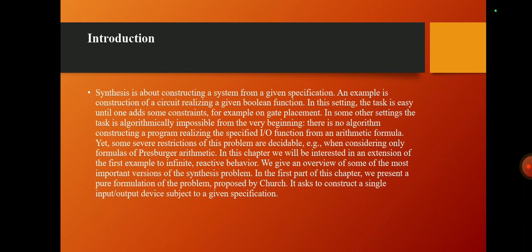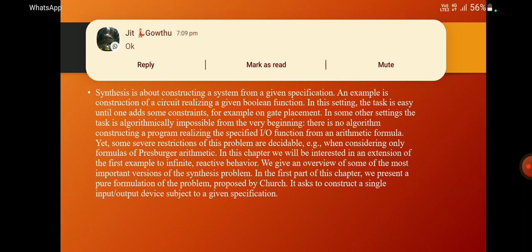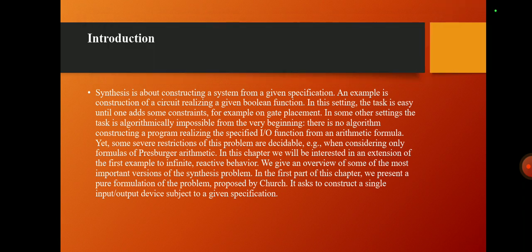So we give an overview of some of the most important versions of the synthesis problem. In the first part of this chapter, we present a pure formulation of the problem proposed by Church. It has to construct a single input/output device subject to a given specification. Some severe restrictions of this problem are decidable, for example, when considering only formulas of Presburger arithmetic.